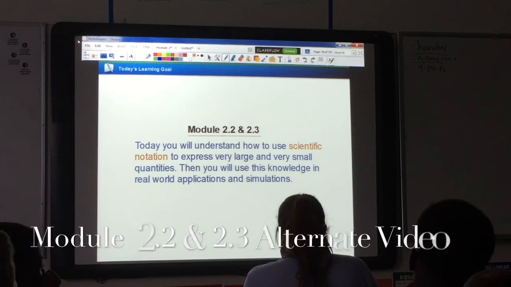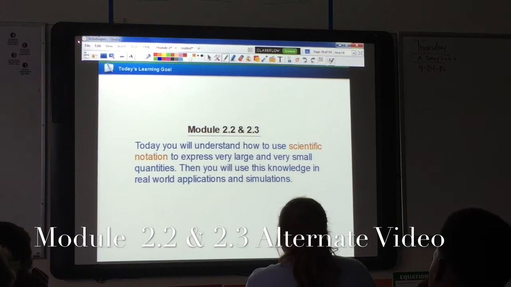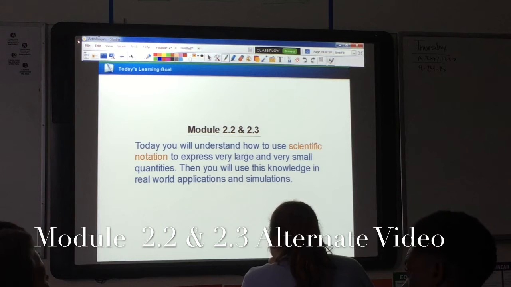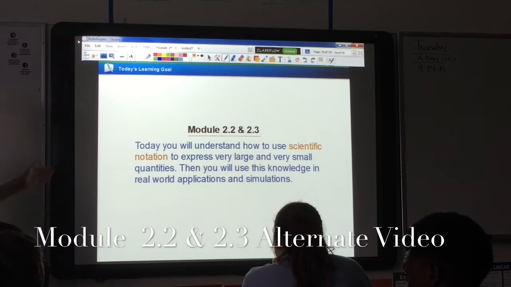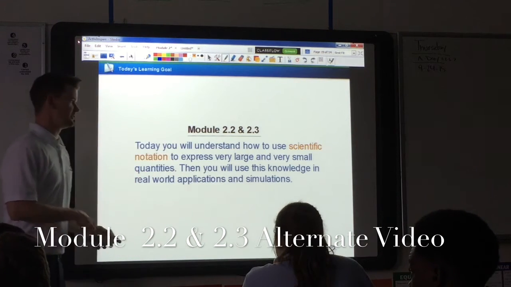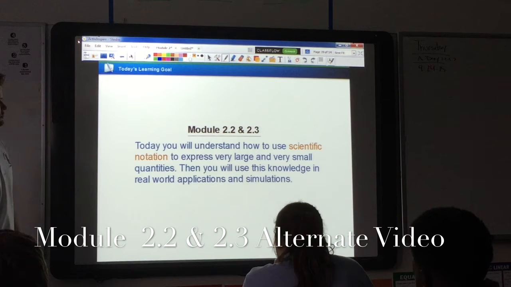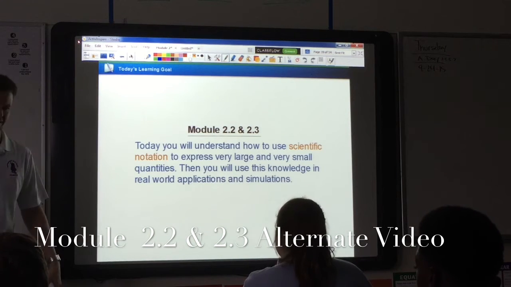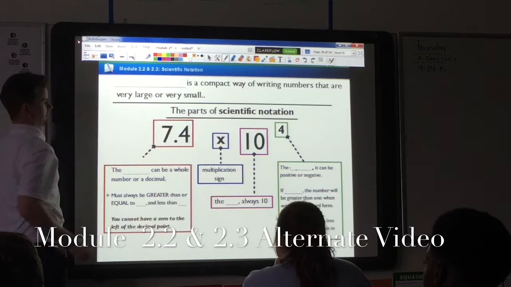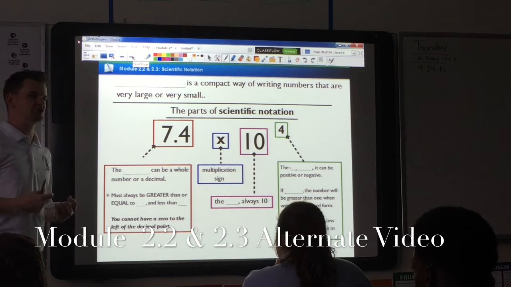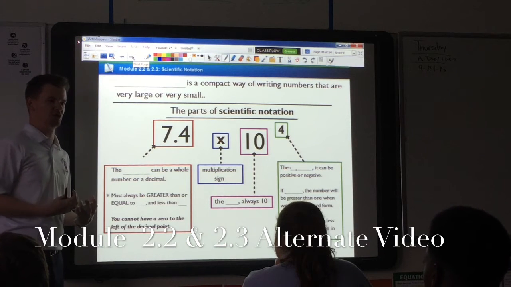All right, perfect. So today you will use scientific notation to express very large and very small quantities. Then you will use this knowledge in real-world applications and simulations. What does that mean? That means that basically today you are going to learn how to do scientific notation.